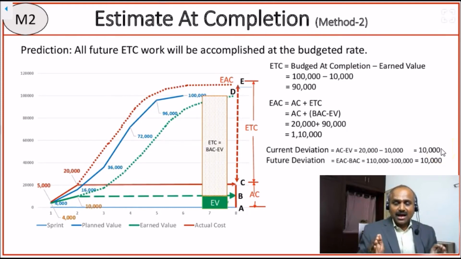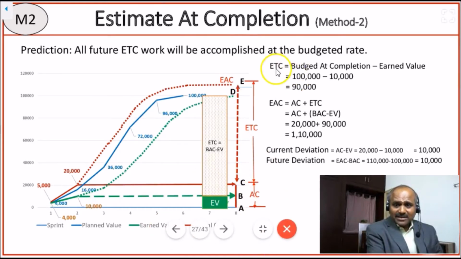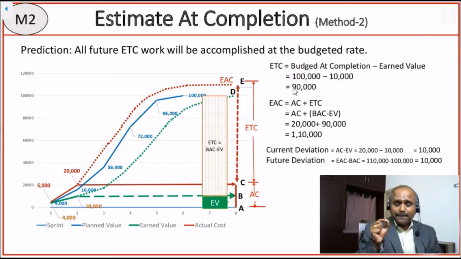But from now onwards, our team has confidence that we will complete the work at the planned rate, at the budgeted rate. If that confidence is there, what is estimate to completion? It is budgeted at completion, that means $100,000, minus earned value. That means $100,000 minus $10,000. $90,000 worth of work is pending to be completed. The team feels they can complete it at the planned assumptions. So actual cost, which is $20,000, plus estimate to complete, which is $90,000, comes down to $110,000.